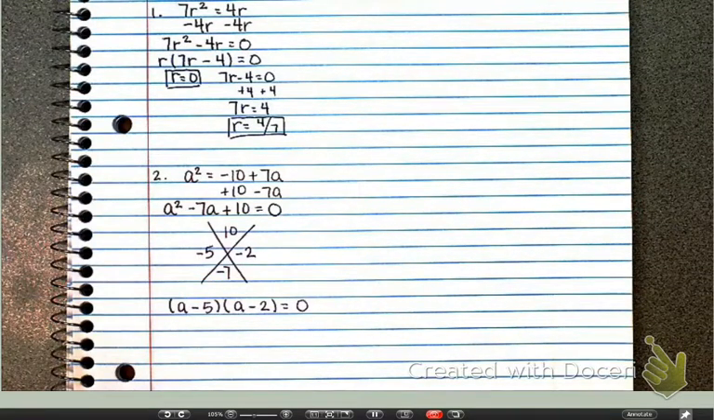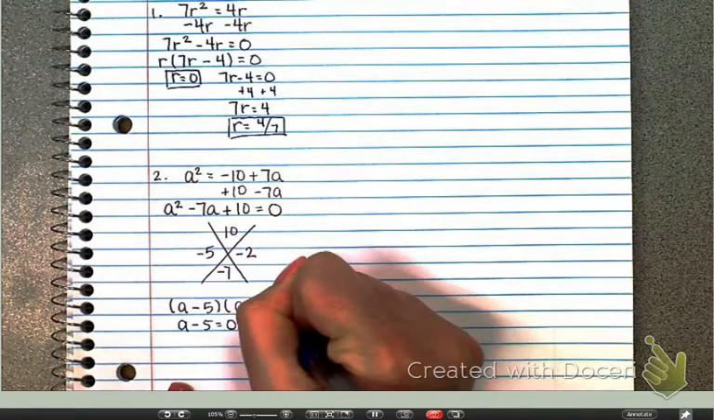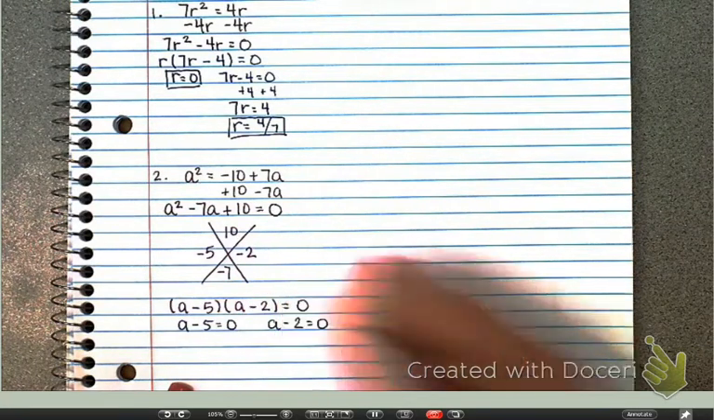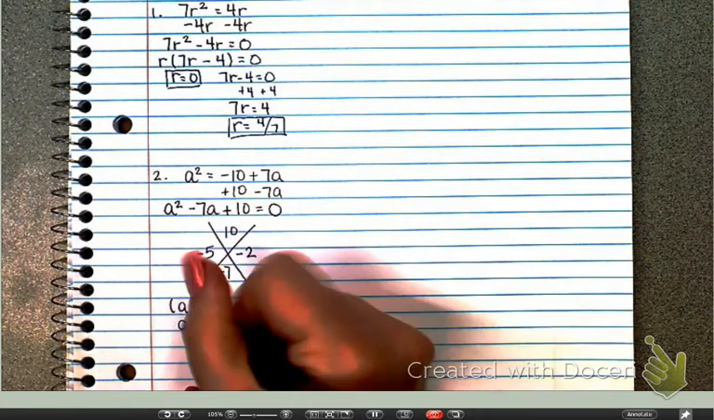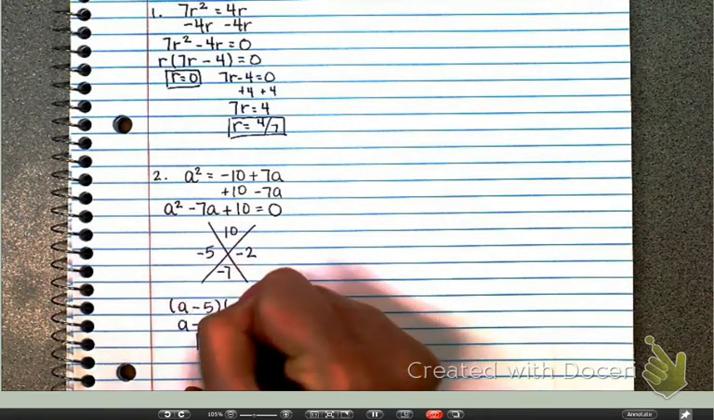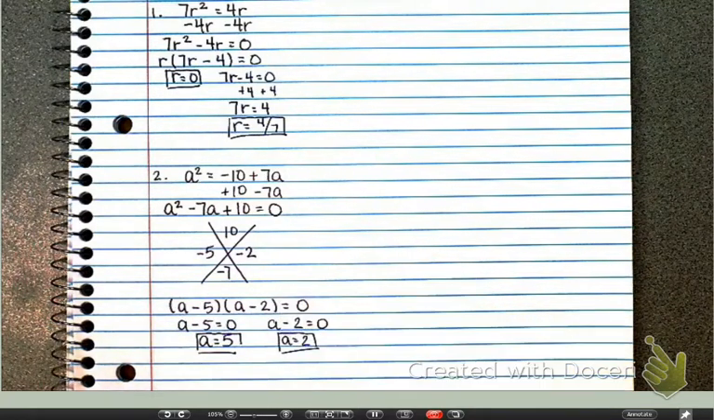Step 4 is the zero product property. So a minus 5 equals 0. a minus 2 equals 0. What does a actually equal? 5 and 2. Huh? Yes, we did. We have done this before. We've done all of these steps before, but separately. Now we're doing them all at one time.